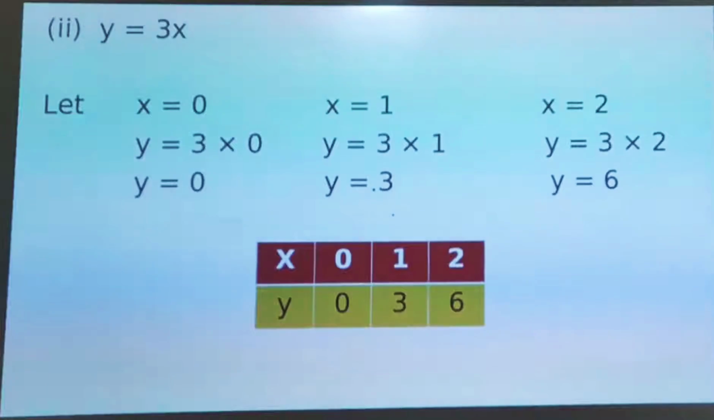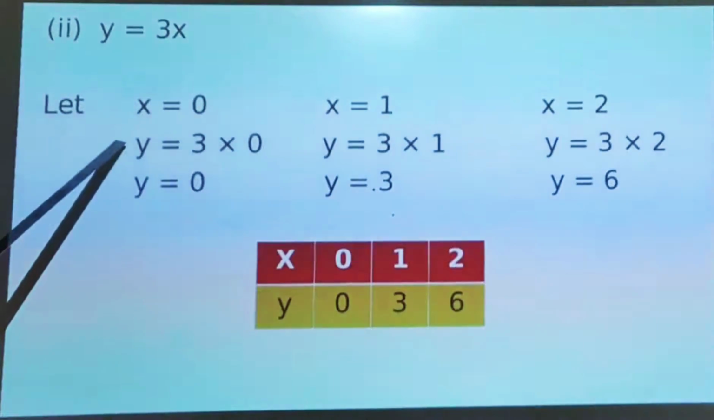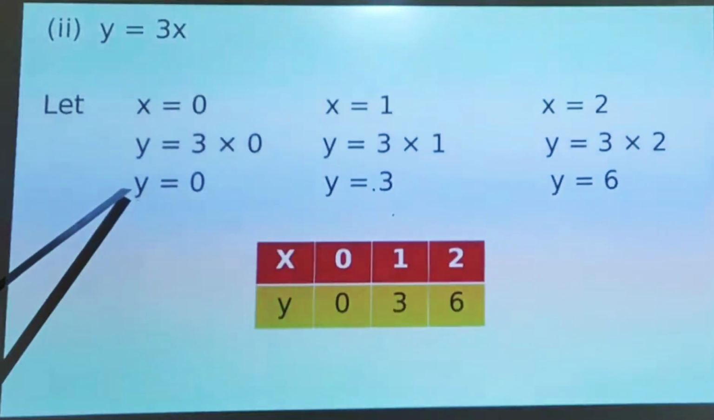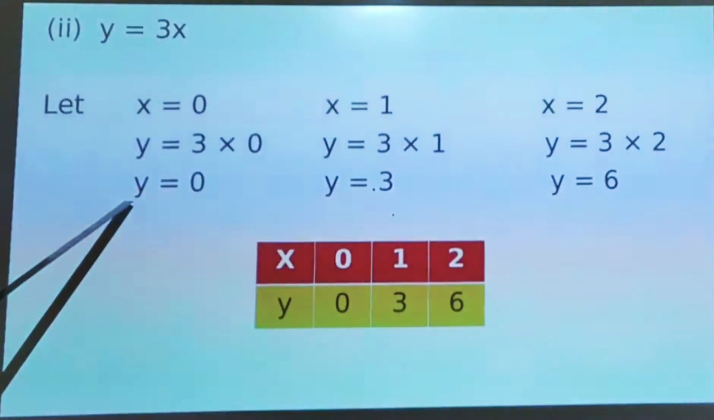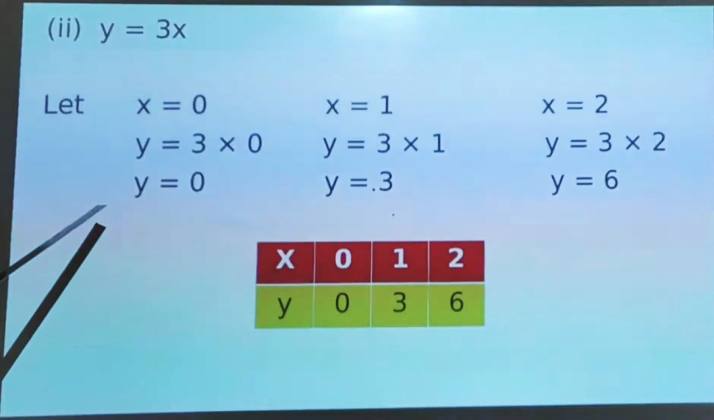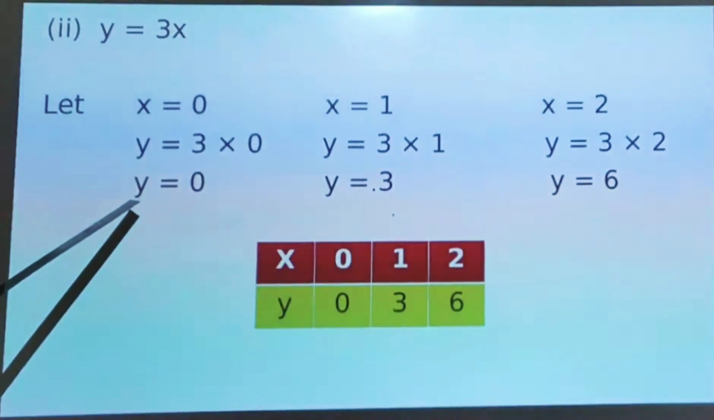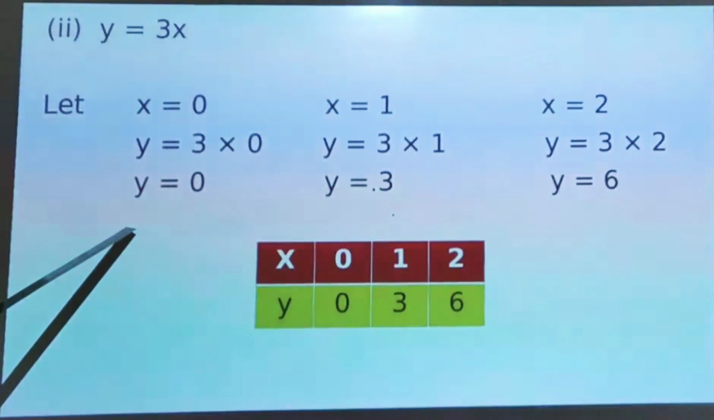The linear equation is given as y equal to 3x. Again, let us take different values of x and find different values of y. So we will take first x equal to 0. Inserting the value of x as 0 in the equation we get y equal to 3 into 0, that is y equal to 0. Then we take the value of x as 1. Again inserting the value in the equation we get y equal to 3 into 1. On solving we get y equal to 3.